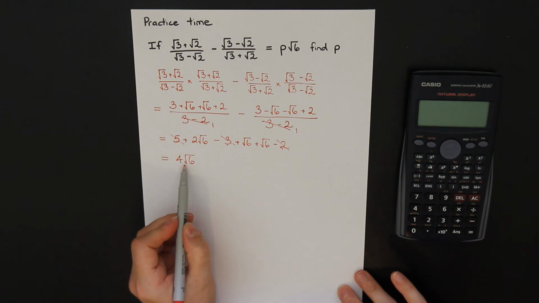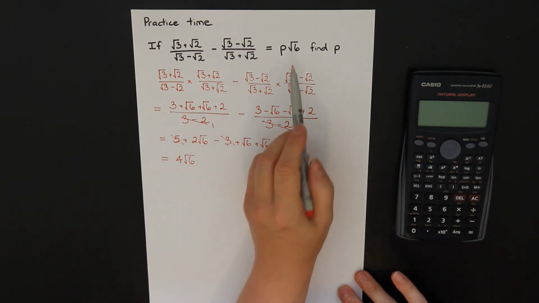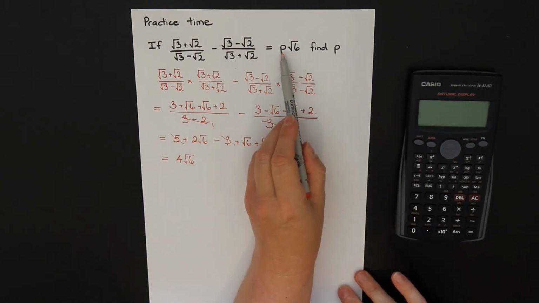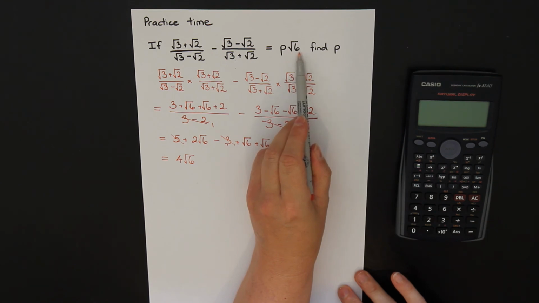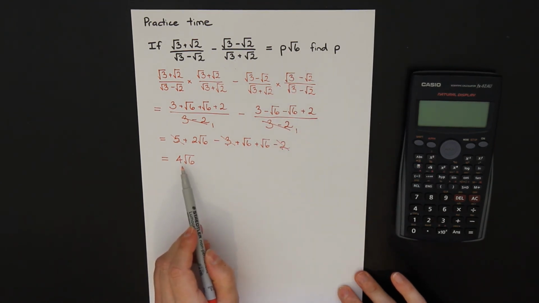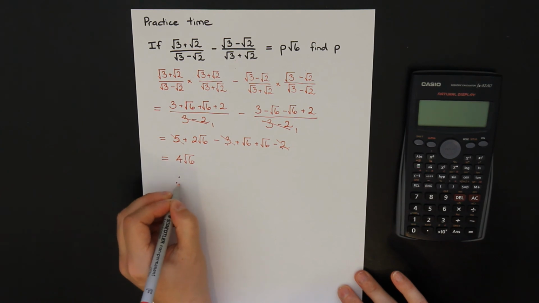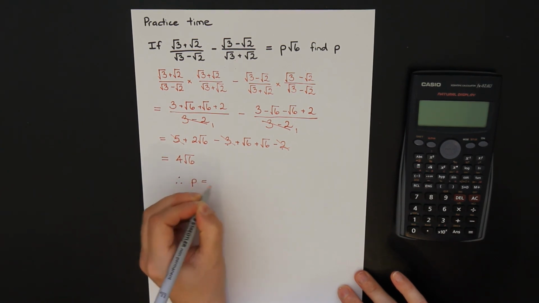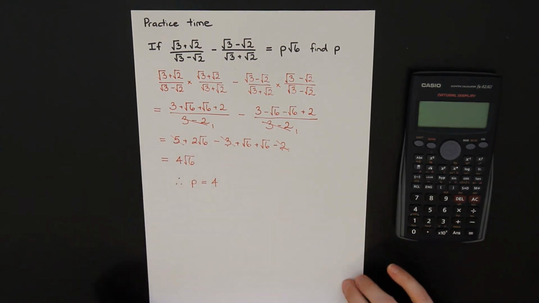So let's have a look. This is my answer that I've simplified to. If I go back to my question, I have something root 6, and my something is a 4. So that means therefore my answer is P is equal to 4.